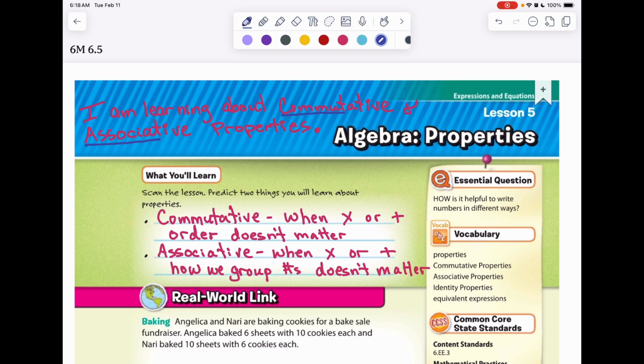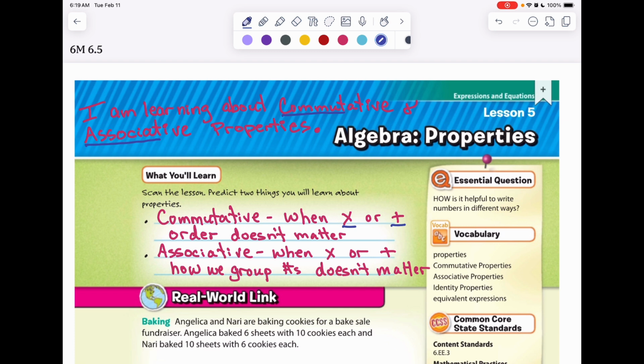We're going to learn that commutative means that if you're multiplying or adding, if it's all multiplication or all addition, it doesn't matter what order you add the numbers in. Okay, and we'll talk more about that in a second. And with associative, if you have all multiplication or all addition, it doesn't matter how you group the numbers.